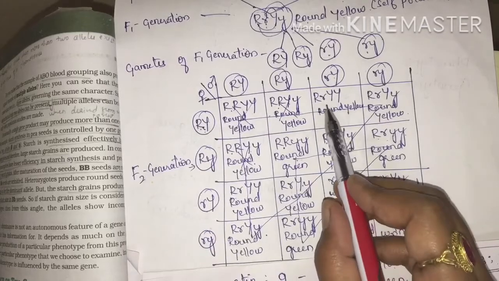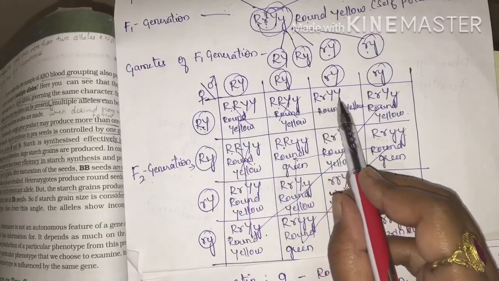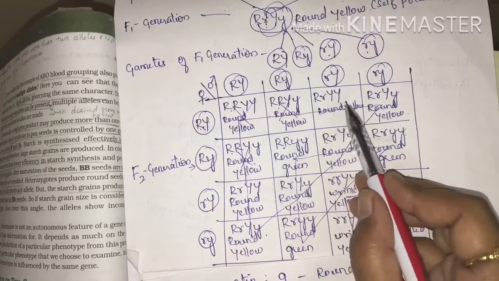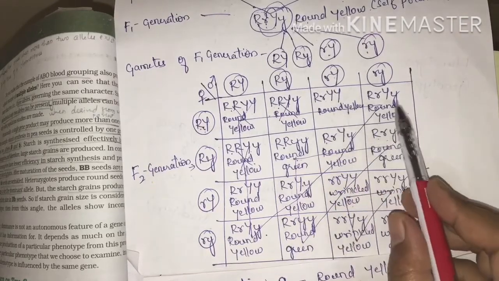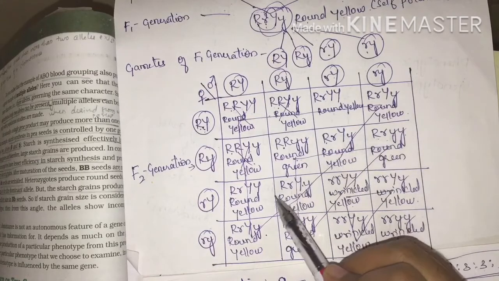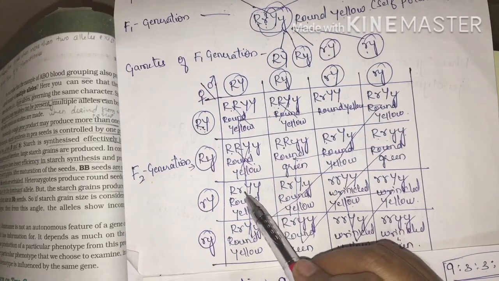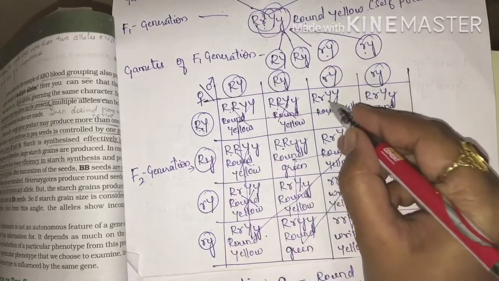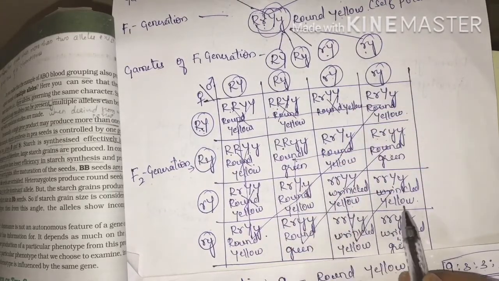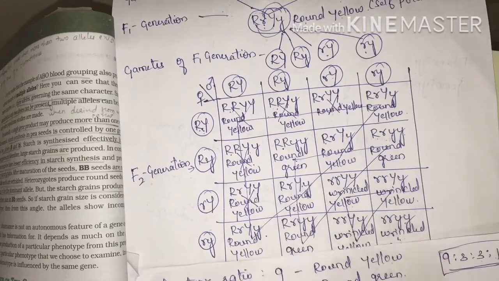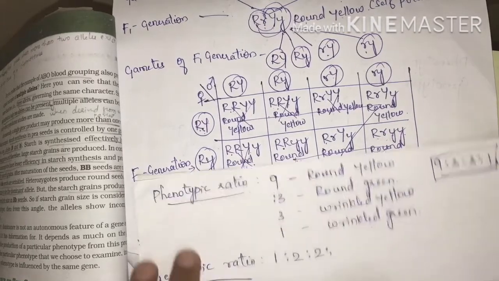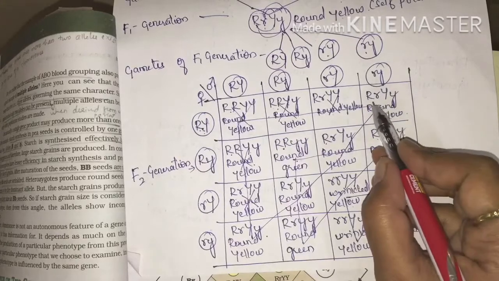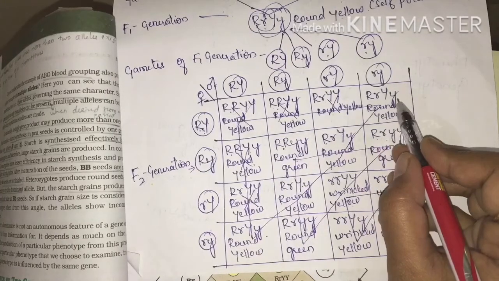Next, we have this one, capital R, small r, capital Y, capital Y. Similar to this, how many do we have? This is 1. Then capital R, small r, we have this one, 1, 2. We have only that 2. Okay, we have got 1:2, 2:2, 2:2. Then capital R, small r, capital Y, small y.